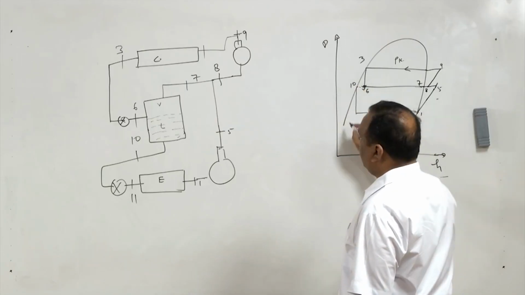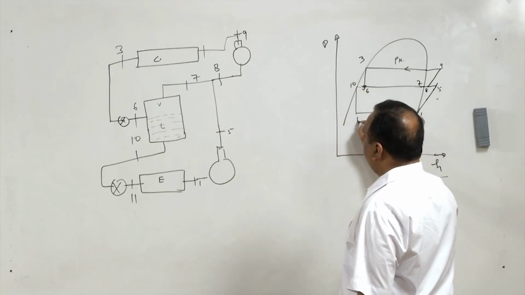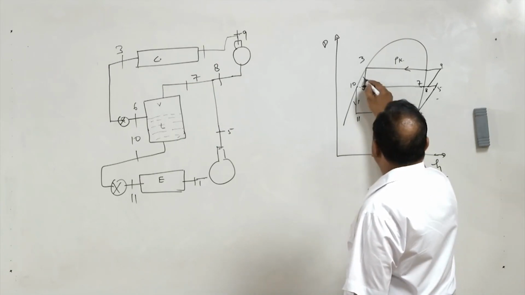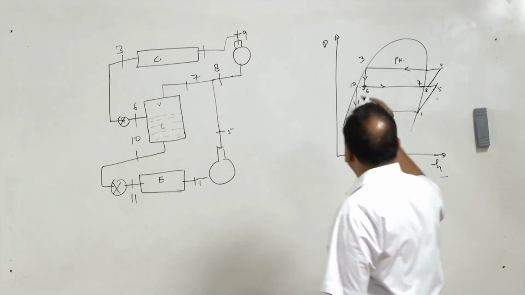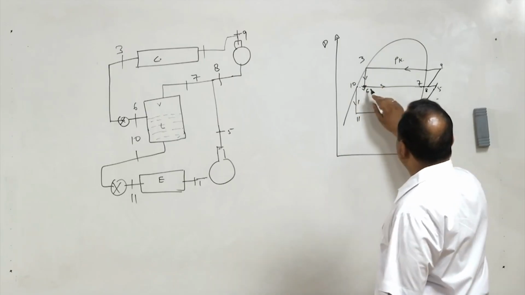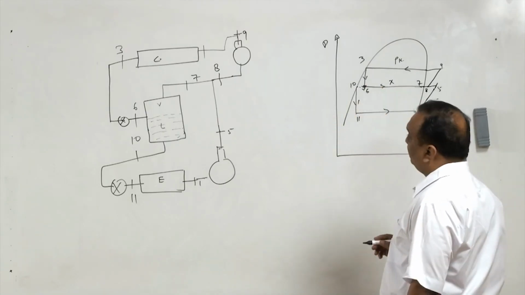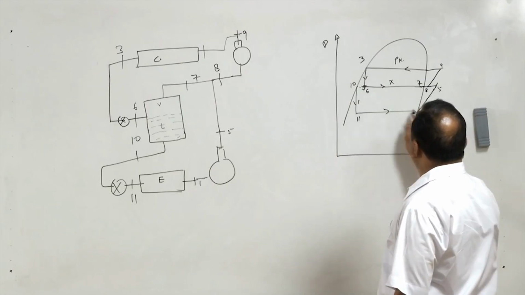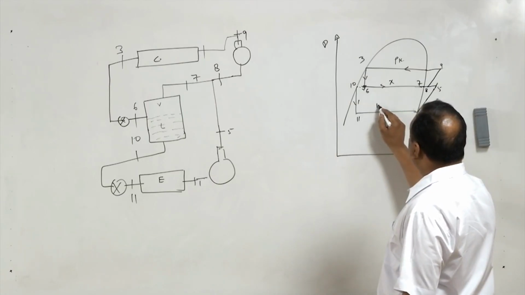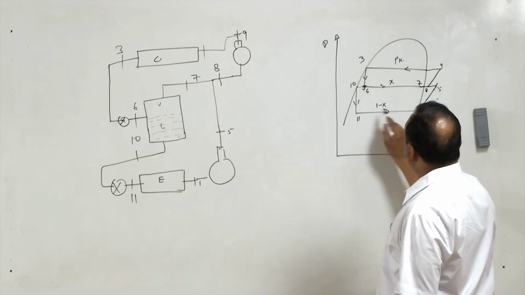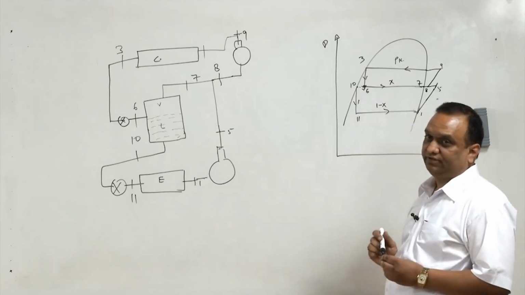Ten and 11, and then 11 to 1. Now during 10 to 11, suppose part of the vapor is evaporated, X fraction of the vapor is evaporated. So refrigerant available for this heat removal is only 1 minus X. However, this refrigerant is available at a relatively lower temperature.